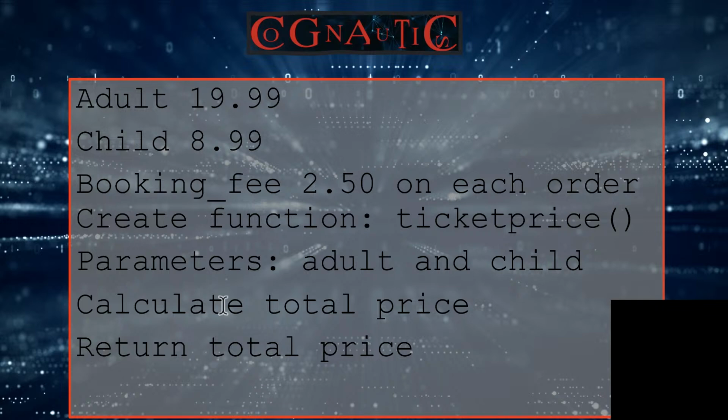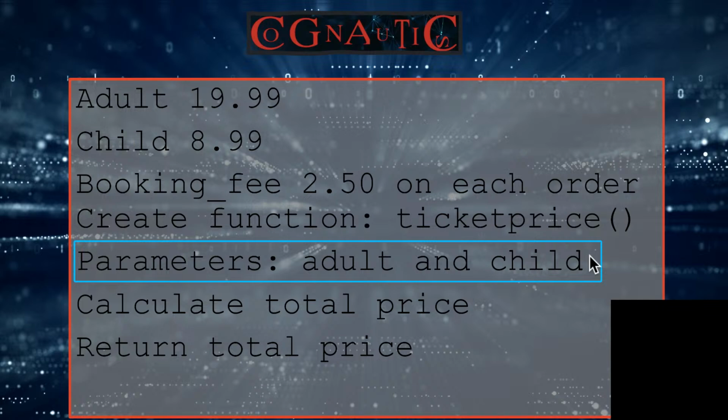Right, abstraction. So this is my abstracted question: we've got two tickets, one at that cost, one at that cost. There's a booking fee of 2.5 quid. Write a function. It takes in the parameters of adult and child. And if you're now going, oh, he's using that word parameters again, let's spend a minute on this because I think it's really worth it.